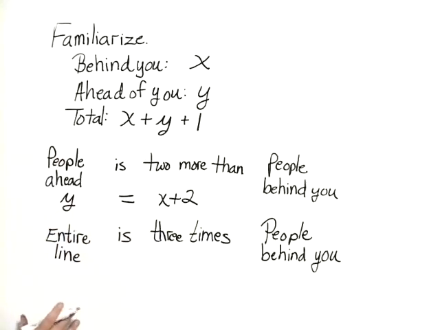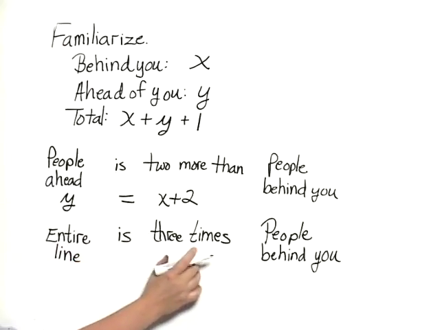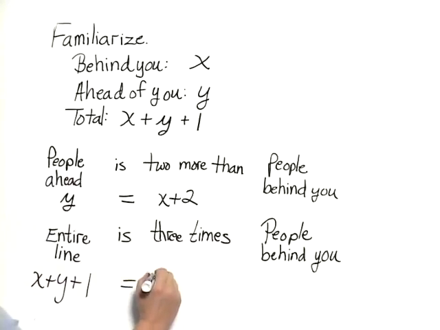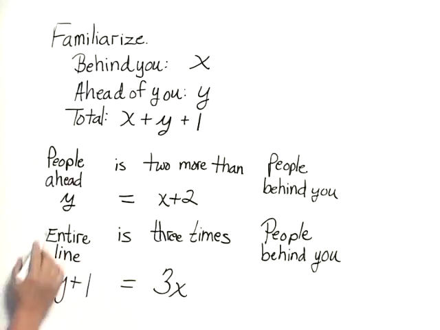In the next statement, it tells you that the number of people in the entire line is 3 times the number of people behind you. Well, we found that the number of people in the entire line was x plus y plus 1, and that equals 3 times the number of people behind you. Well, that was x, so we have x plus y plus 1 equals 3x. And we have a system of equations that we can solve.